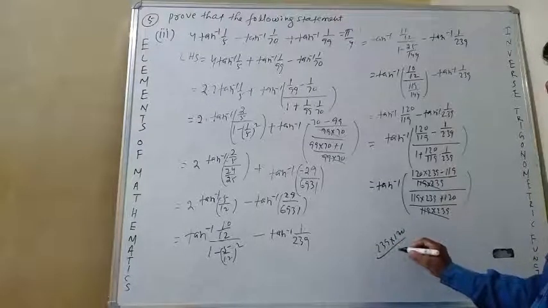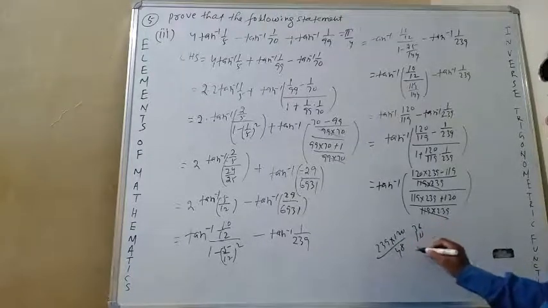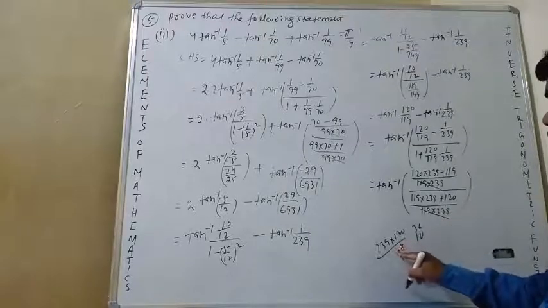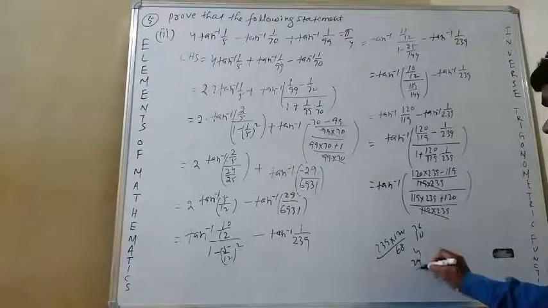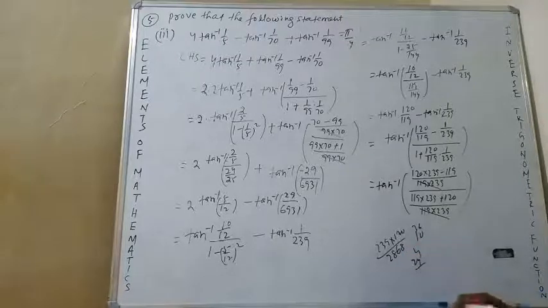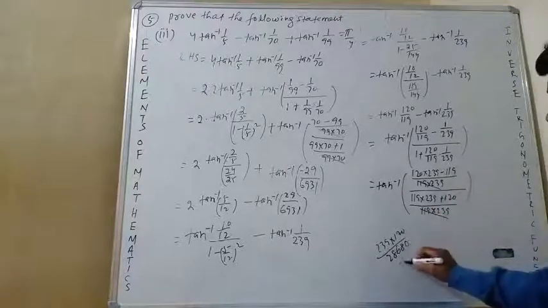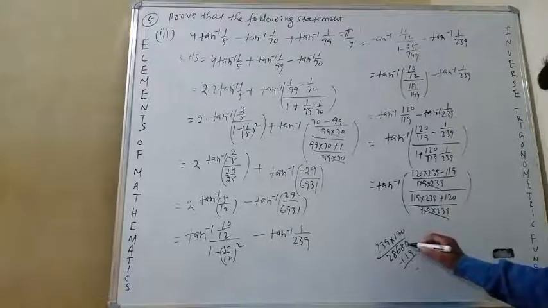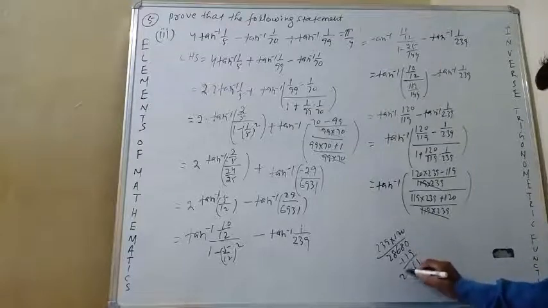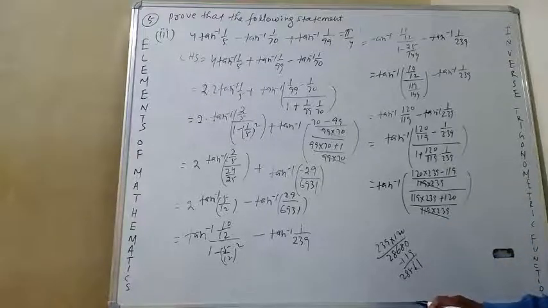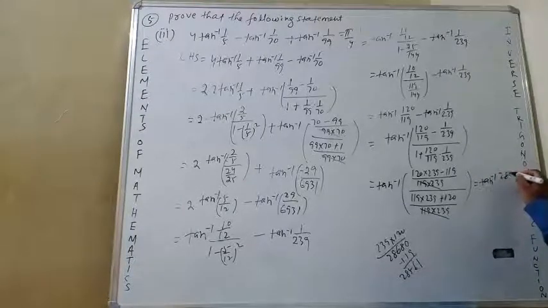239 into 120 is 28680, okay, minus 119, how much? 10 minus 9, that is 1, 7 minus 1 is 6, 6 minus 1 is 5, so 28561 is equal to tan inverse 28561.